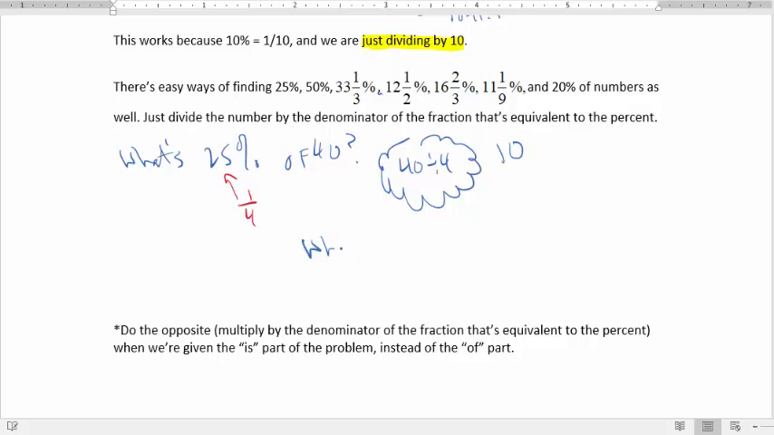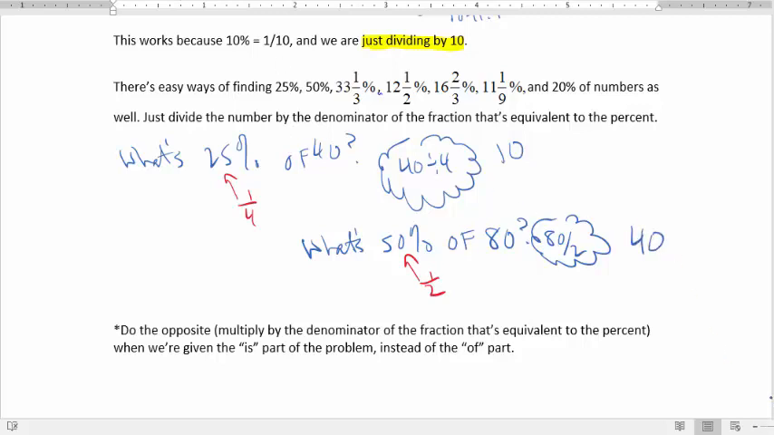So if I said, what's 50% of 80, same idea. What would you think here? You'd think to yourself 80 divided by 2. Why 80 divided by 2? Because 50% is 1/2. So you're really just doing 80 divided by 2, and 80 divided by 2 is 40. Okay? So that's what you do to find like 25%, 50%.